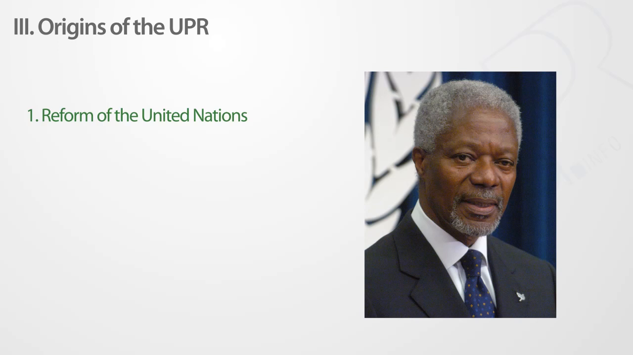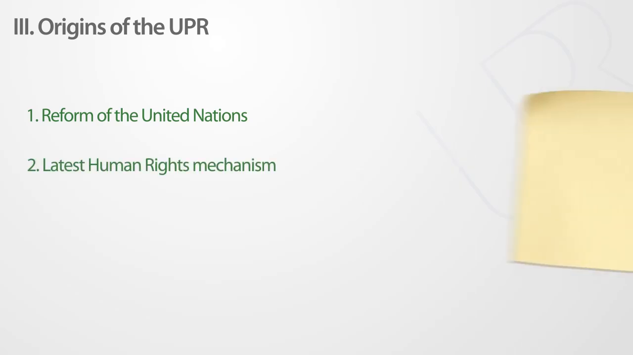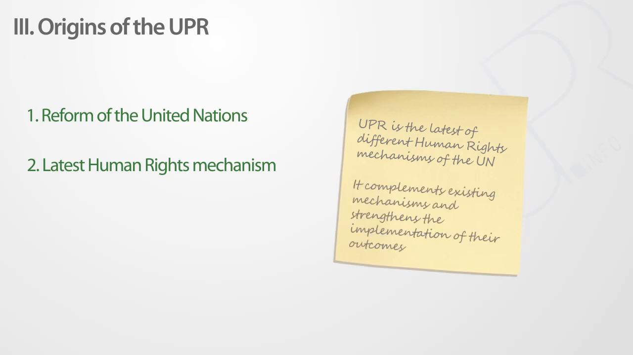The creation of the Universal Periodic Review needs to be put in the context of the reform of the United Nations initiated by Kofi Annan in his report In Larger Freedom. His aim was to make human rights one of the three pillars of the United Nations, together with security and development. The UPR is the latest of the different human rights mechanisms of the UN. It follows the development of norms in the 60s, then the development of treaty bodies and special procedures in the 70s. Its role is not to duplicate but to complement existing mechanisms and strengthen the implementation of their outcomes at the national level.